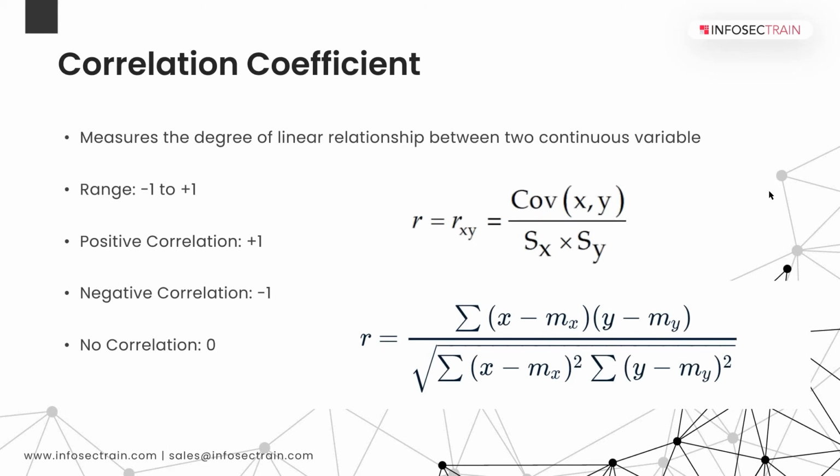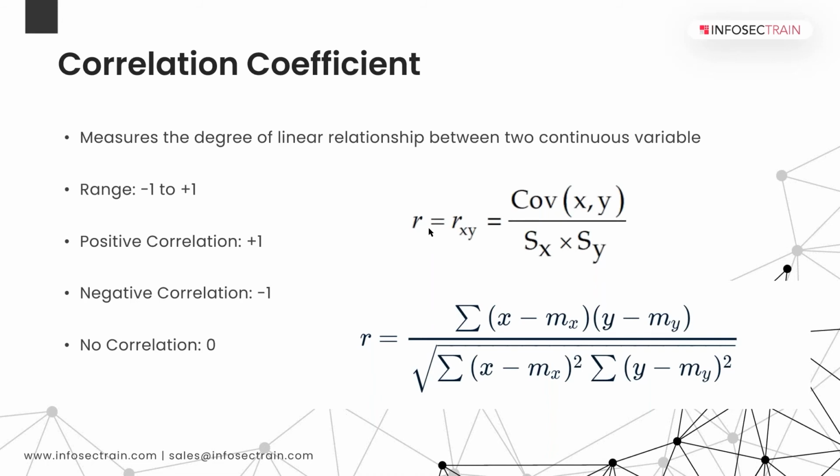Now here, there is a correlation coefficient. Basically, we are using the correlation coefficient to measure the degree of linear relationship between two continuous variables, or you can say two numerical variables. And this is the formula for finding the correlation coefficient.